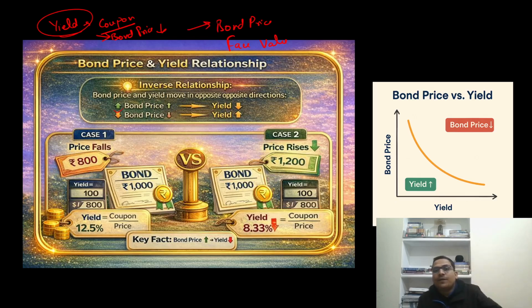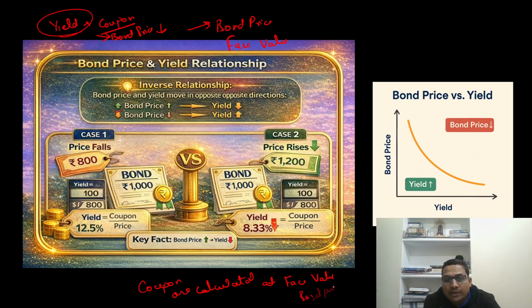Whether your bond price is more than face value, less than face value, or equal to face value, your coupon payments are calculated on your face value, not on your bond price. We don't calculate coupon payment on bond price, we calculate on the face value. So that means your coupon payment is not going to change. If 10% is the coupon rate, you will get 100 rupees only as coupon payment, whether you buy it at 1100 or at 800.